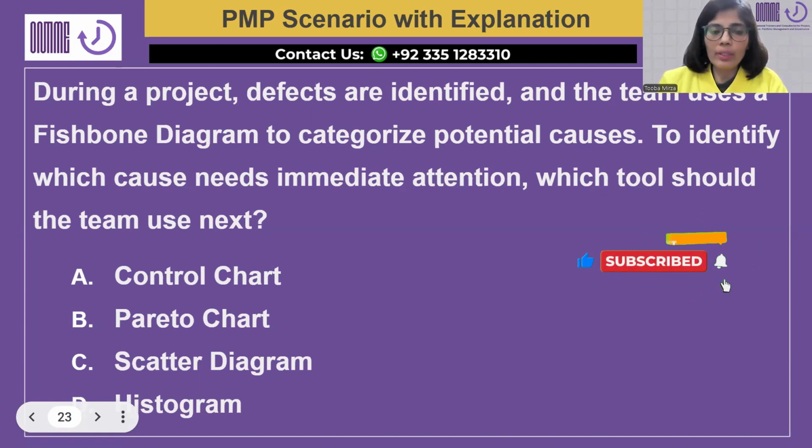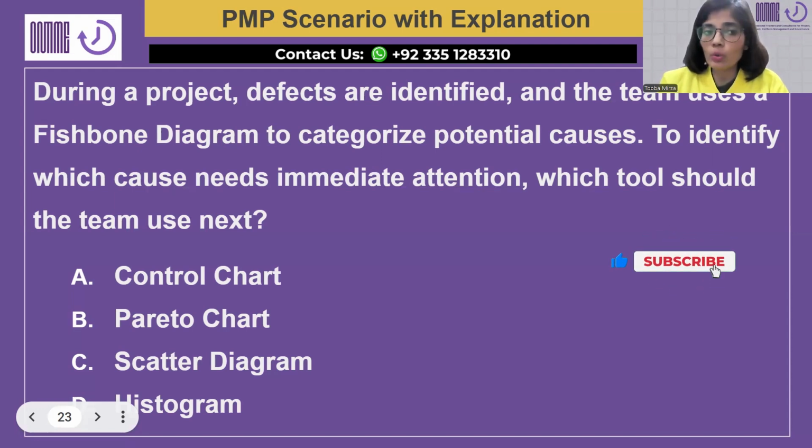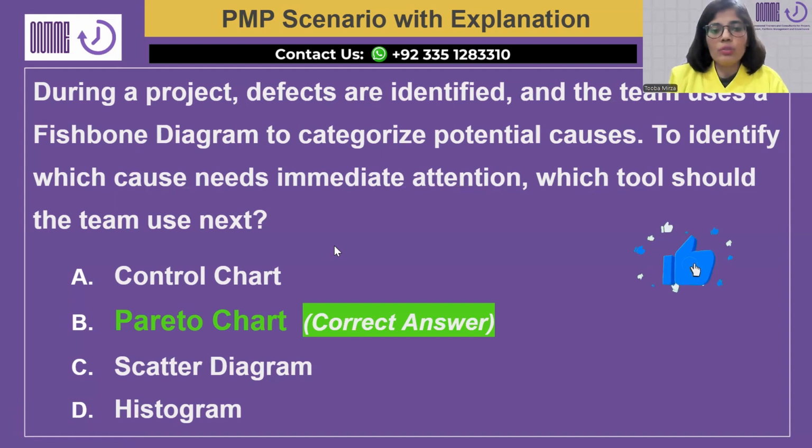Let's first check the scenario and then we will see the detailed answer explanation. The scenario says that during a project, the defects are identified and the team uses a fishbone diagram to categorize potential causes. To identify which cause needs immediate attention, which tool should the team use next? Option A, control chart. Option B, Pareto chart. Option C, scatter diagram. Option D, histogram. And the correct answer to this question is Pareto chart.